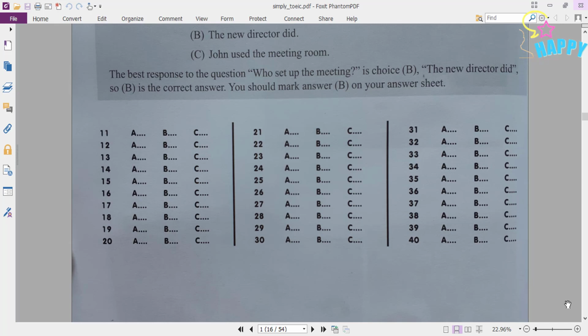Number 20. Don't you think it would be better to speak to the boss first? A. No, I didn't. B. You might be right. C. He told me so.